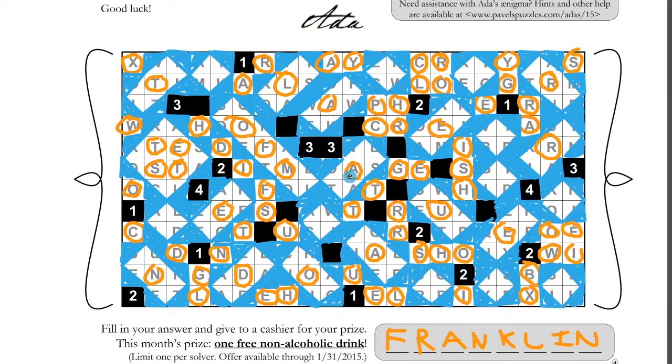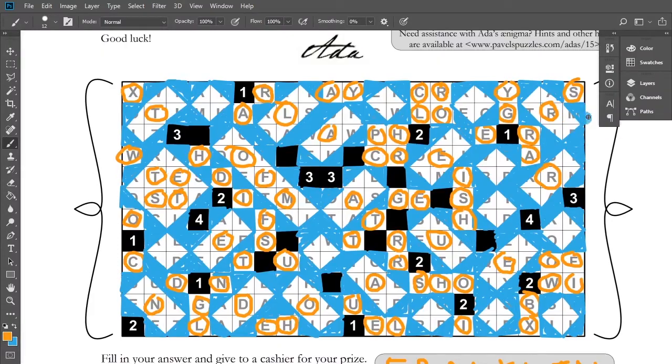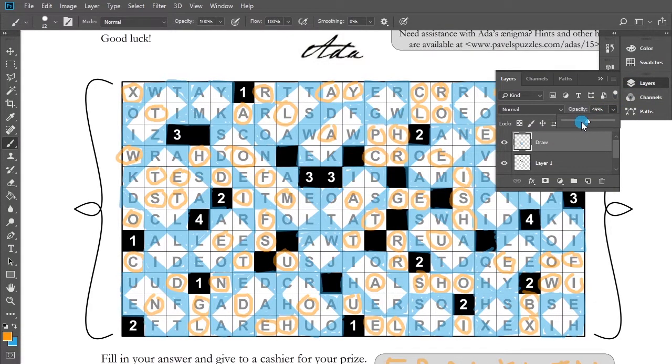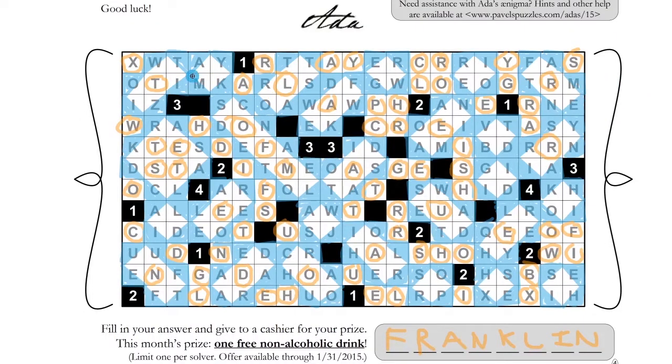What could I do differently? Is there some hidden message if I squint my eyes? No. I don't know how else I could even read this. Something to do with these empty squares here. Maybe if I read all four letters in each of these? I don't know. What would it be? Let's maybe change the opacity of this. Yeah, this is nothing.